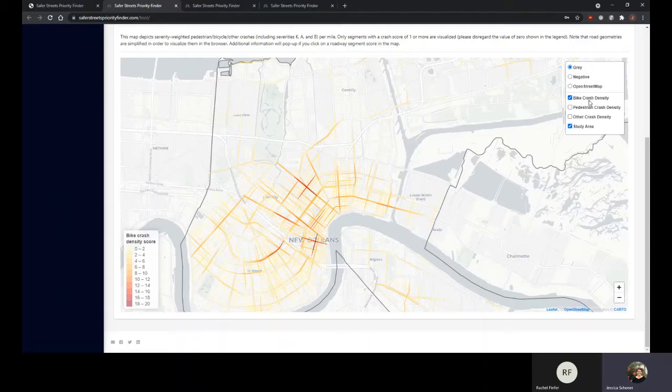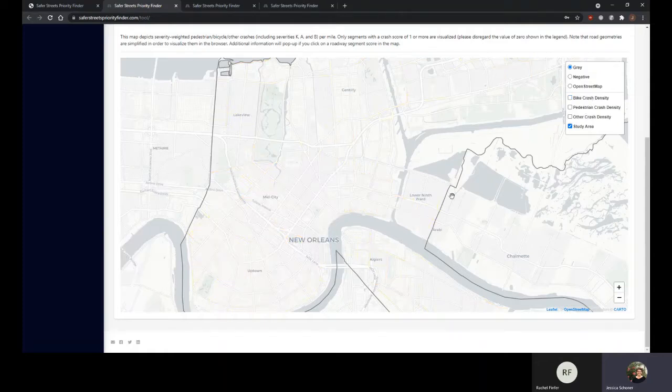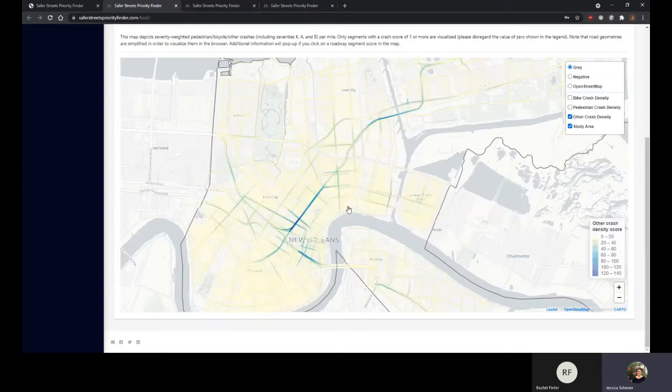And you can run this analysis for bicyclist crashes, for pedestrian crashes, and for any other mode. So if you wanted to look at all motor vehicle crashes, you could categorize those as other when you're loading your data and see more of these are along freeways. If you wanted to look at motorcyclists or transit vehicles or some other unique subset of crashes, you can use this other field when you're loading your crash data to do that.